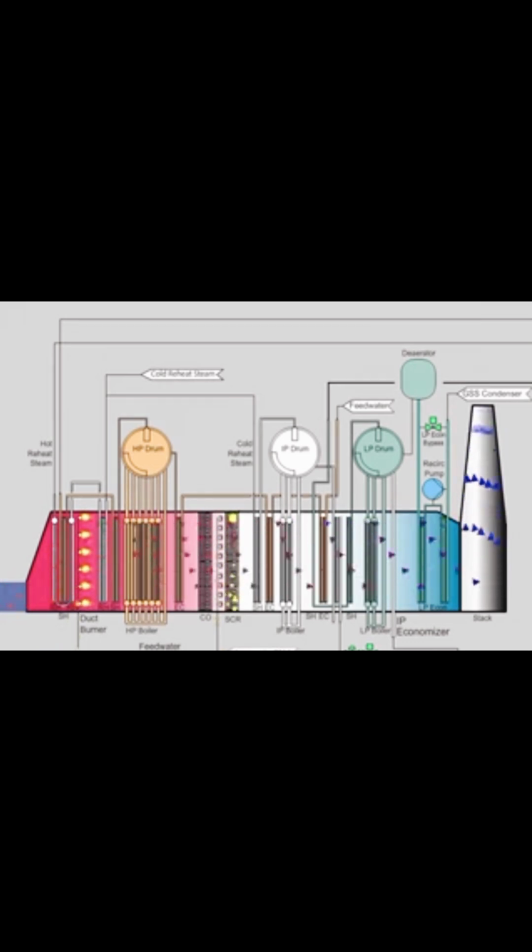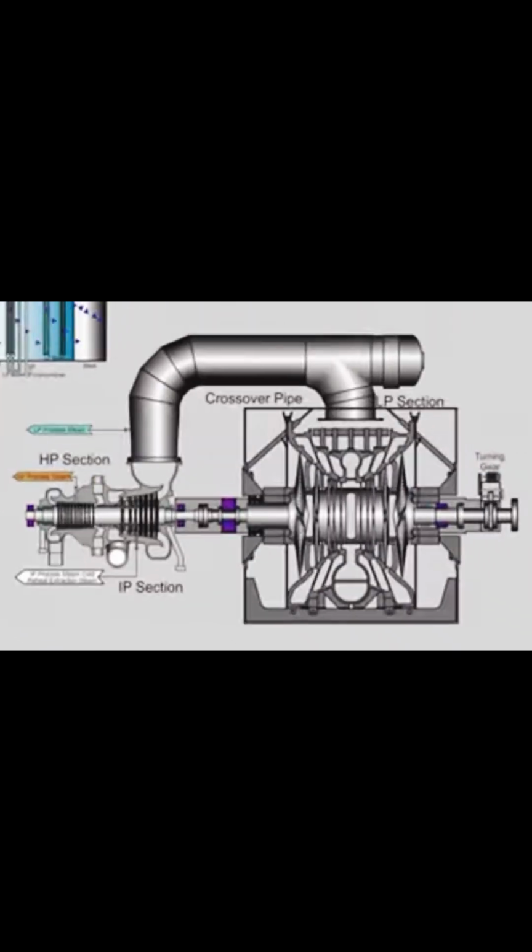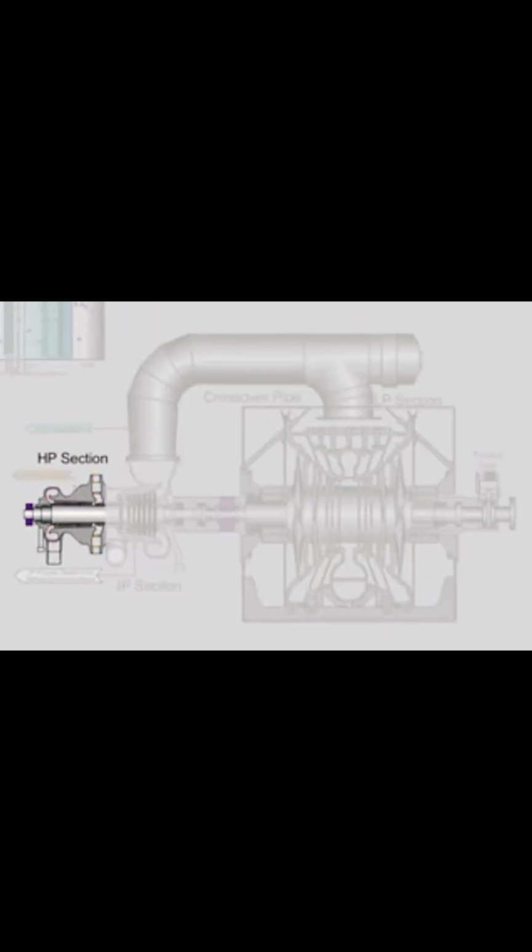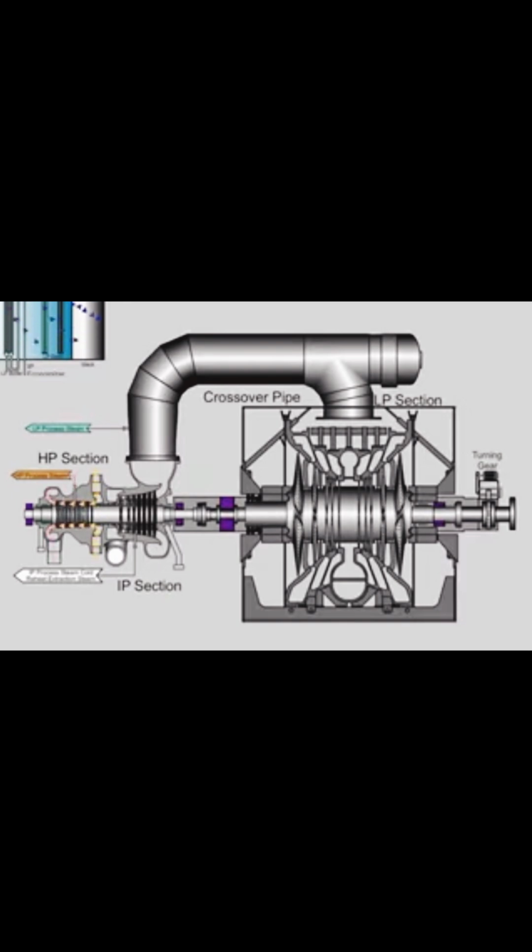The steam produced by the HRSG is sent to a steam turbine. A typical steam turbine will utilize high-pressure steam in a high-pressure section of the turbine. The exhaust from that section of the turbine still contains a significant amount of useful energy.